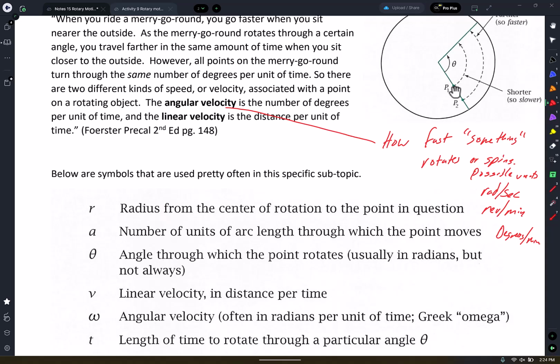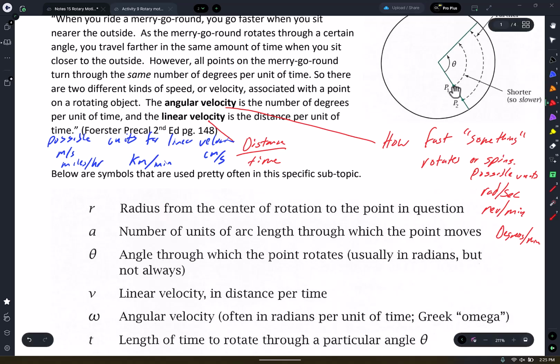Okay. And linear velocity is distance divided by time. So what are possible units for that? Meters per second, miles per hour, kilometers per minute, kilometers per hour. Anything that has to do with distance divided by time. Centimeters per second. Does that make sense, guys? Nothing crazy, right?